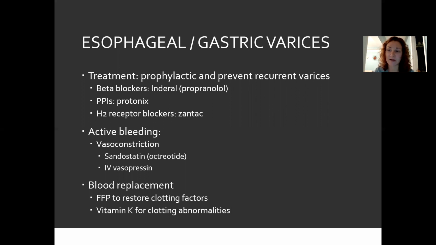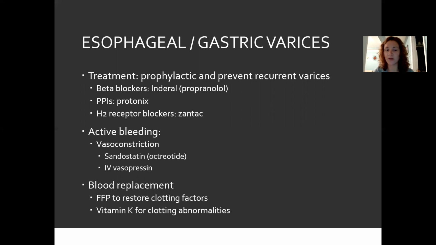If the patient is experiencing active bleeding from their varices within the esophagus or the stomach, then we want to give them a medication called Sandostatin or octreotide, or IV vasopressin. Both of those provide vasoconstriction and can minimize the amount of bleeding that would occur.